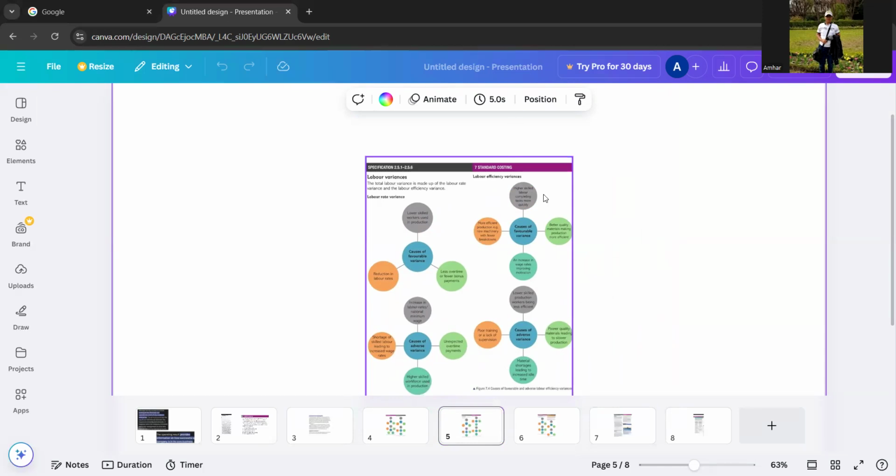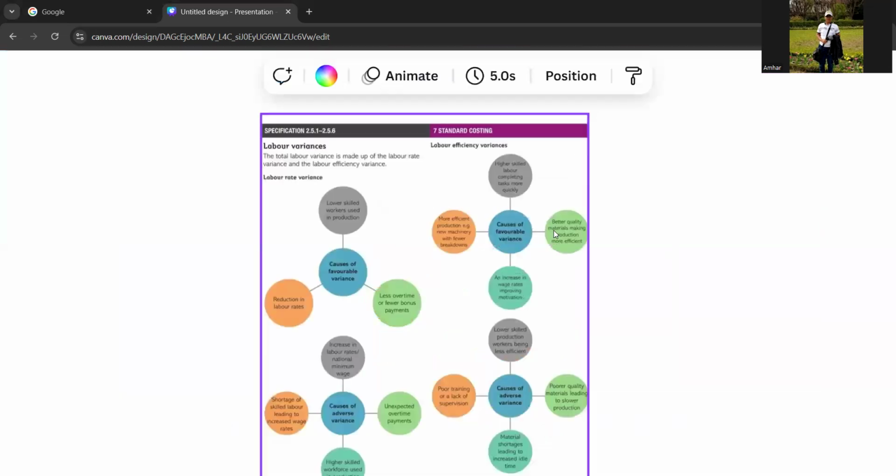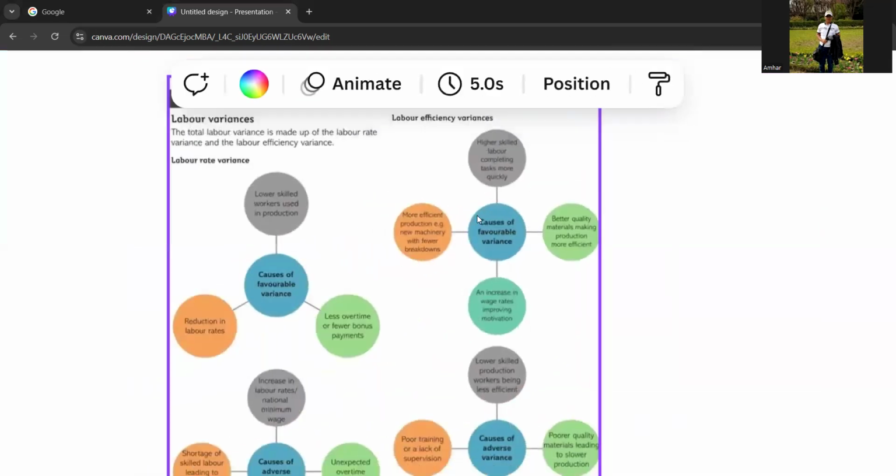Now look at labor efficiency variance. In that, causes of favorable variance. Higher skilled labor completing tasks more quickly. If the workers are highly skilled and complete tasks more quickly, then it's good for them. The second one is more efficient production. When the production is more efficient, for example new machinery with fewer breakdowns, all that will cause favorable variance.